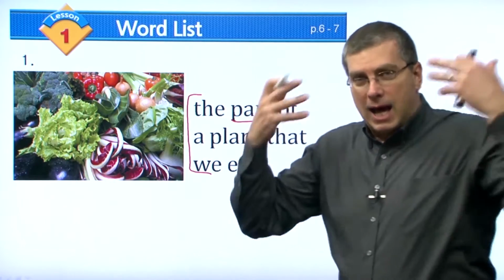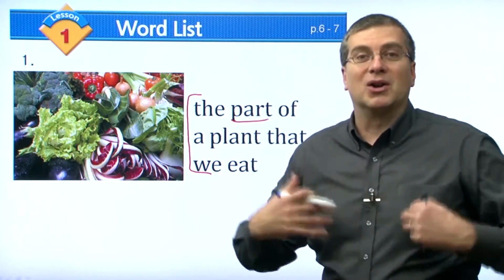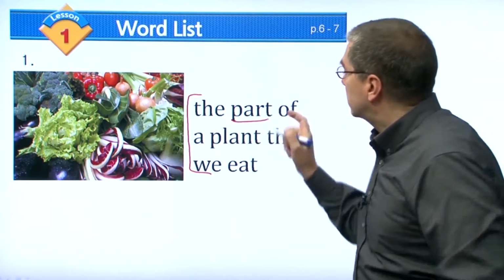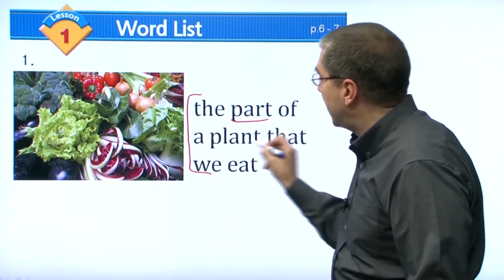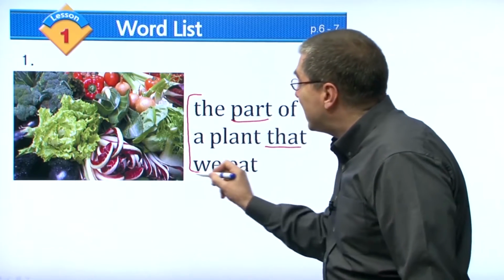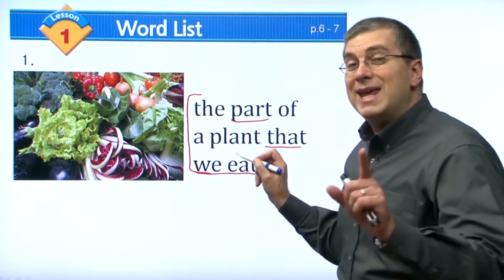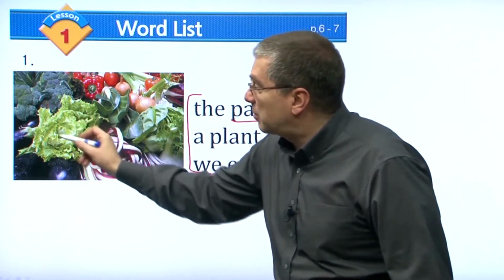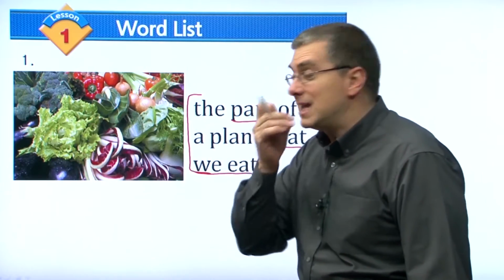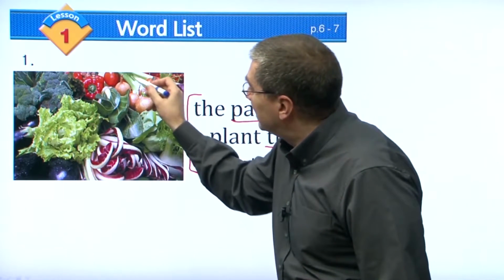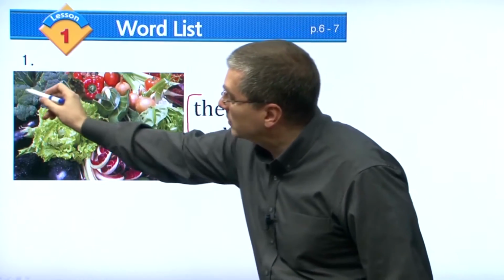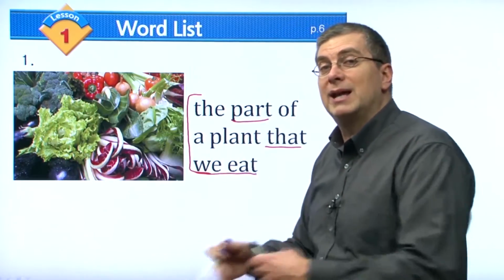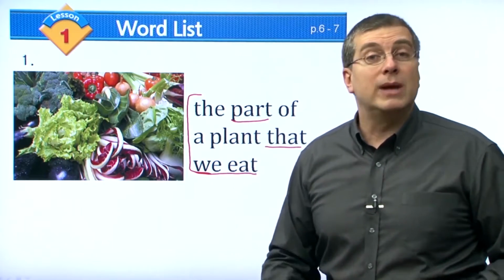parts, right? I am a person. I have many parts, right? Just like a plant has many parts. So we're looking at the part of a plant that we eat. We eat the part of the plant. So sometimes we have this part of the plant over here, we eat that. Sometimes it's this part of the plant, or sometimes this part of a plant. They're different parts of a plant. We eat them. What do we call that?